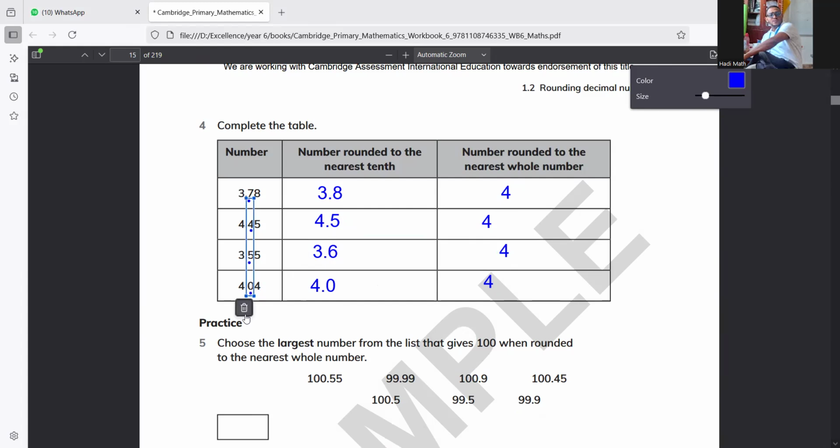Okay. Question number 5. Practice. They say choose the largest number from the list that gives 100 when you round it to the nearest whole number.